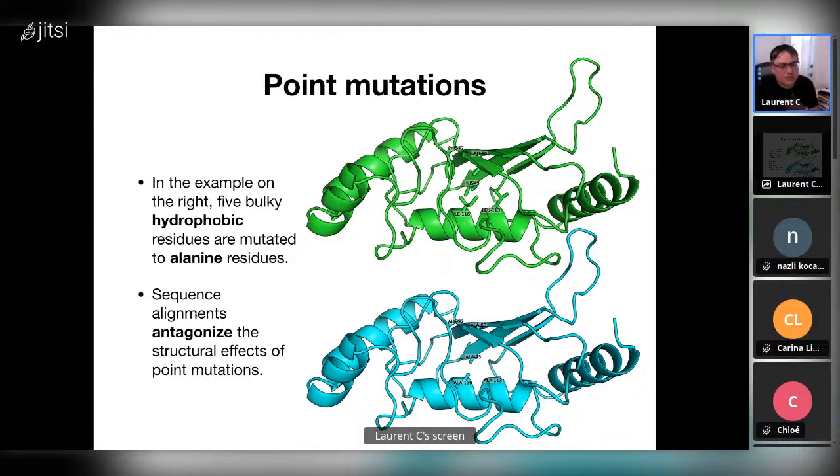And one of the reasons for this is, especially in programs such as AlphaFold that use multiple sequence alignment, what you mutate is just one line of your alignment. But when AlphaFold searches for homologs, it will see that at this particular position, most of the proteins have other residues. They have hydrophobic residues, for example.